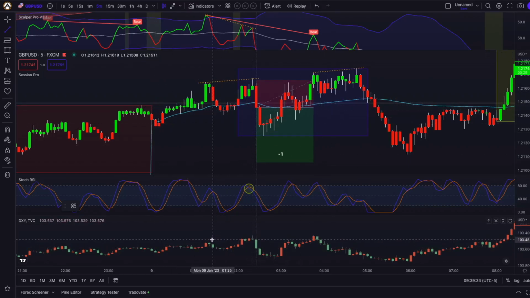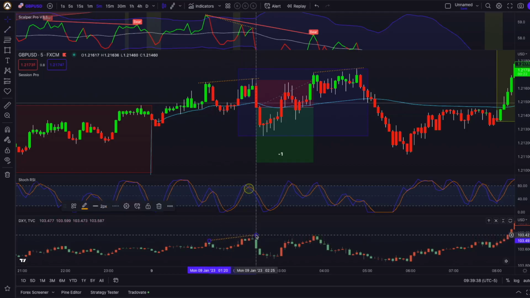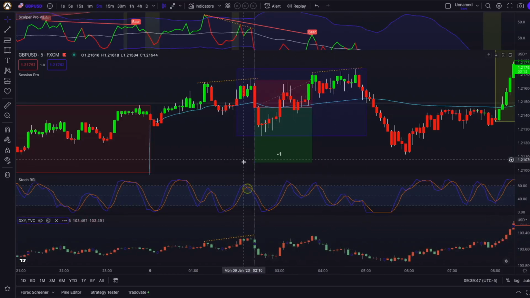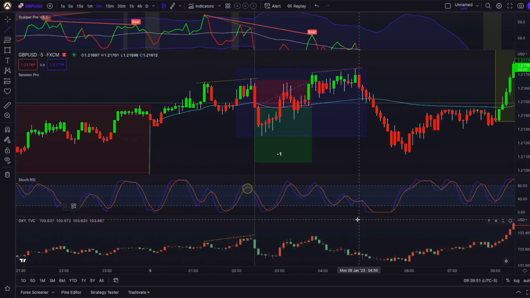Alright, and if we now double check on the DXY, we also see that the DXY made higher highs. So everything's still lining up. We don't have bearish divergence on the DXY. If you, for example, see the divergence on both the Scalper Pro and the DXY, this would be a very great short signal. But this is not part of the basic strategy rules.